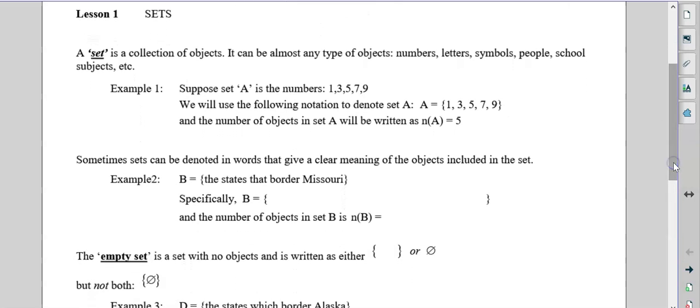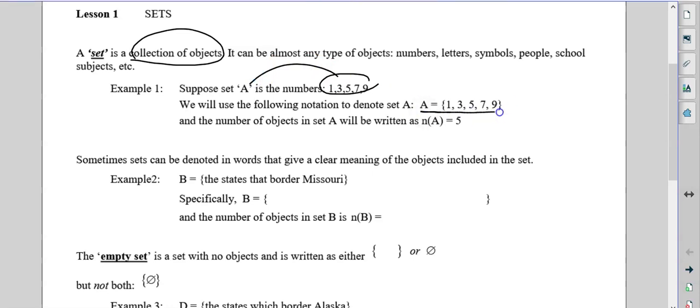All right, so a set is a collection of objects. That's all it is. It can be almost any type of objects: numbers, letters, symbols, people, school subjects, whatever. It can be anything. So, for example, let's suppose that we call set A the numbers 1, 3, 5, 7, 9. Okay? How we denote that in math, okay, so that's A.